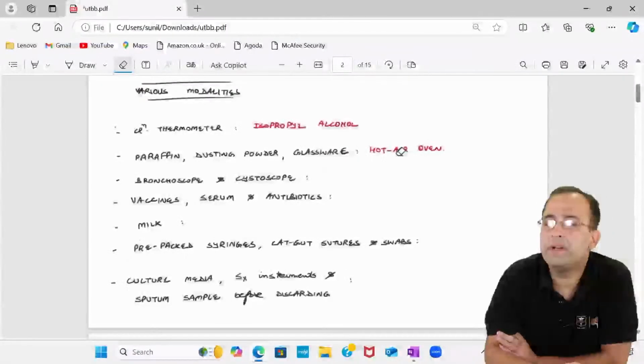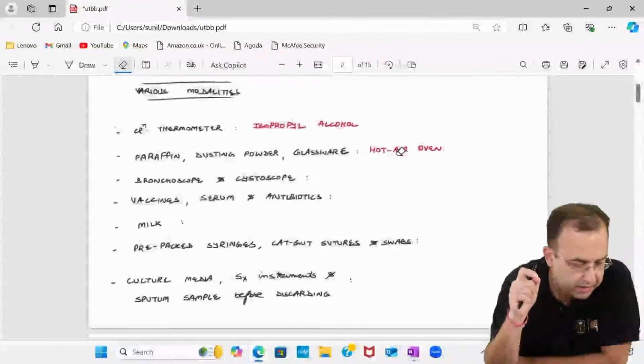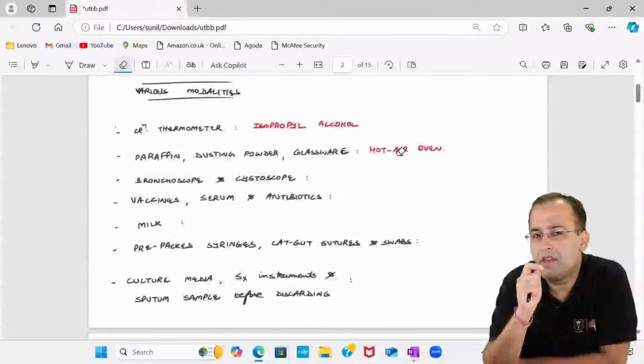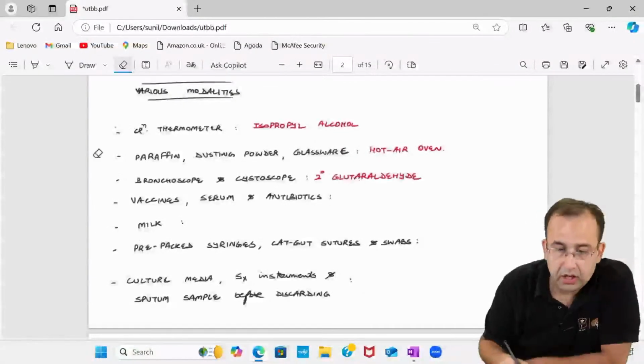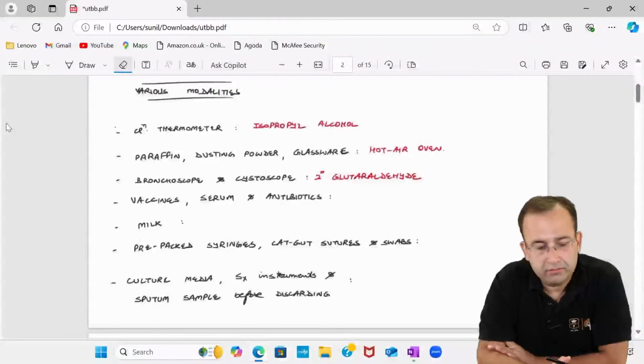Next, bronchoscope and cystoscope. Whenever bronchoscopy or cystoscopy is performed, it is dipped in a solution, that is 2% glutaraldehyde.